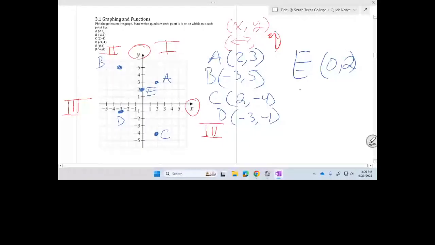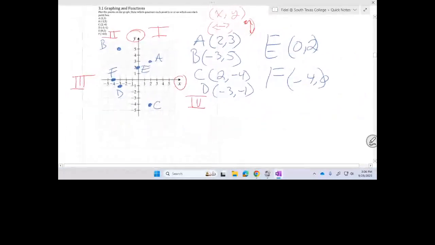And then finally we've got point F. Point F is -4 and 0. So again, the first number is -4, so I'm going to go to the left 4, but then we're just going to stay right there. And there's our point F.